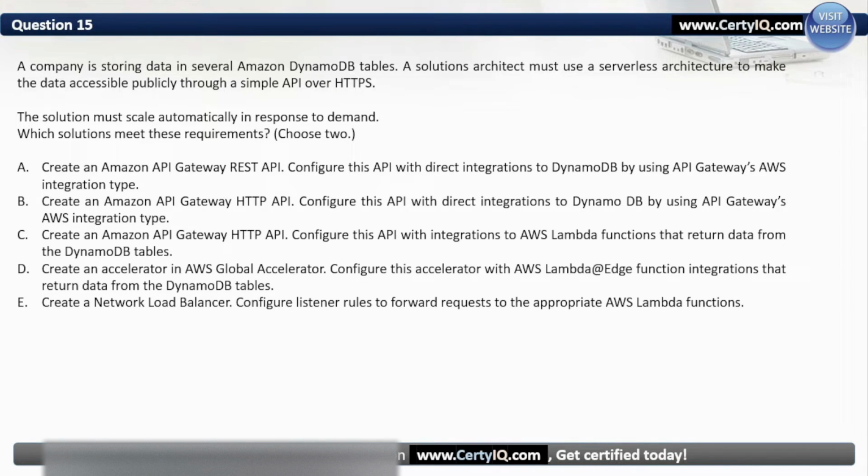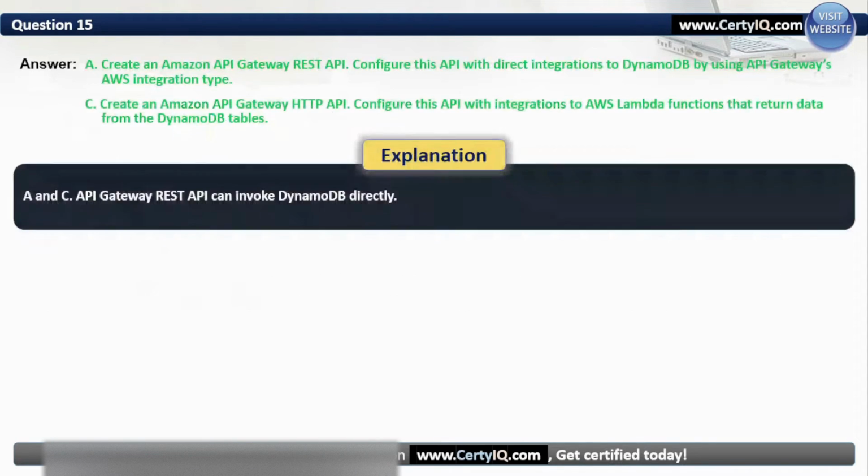The correct options are A and C. Create an Amazon API Gateway REST API. Configure this API with direct integrations to DynamoDB by using API Gateway's AWS integration type. And create an Amazon API Gateway HTTP API. Configure this API with integrations to AWS Lambda functions that return data from the DynamoDB tables. A and C: API Gateway REST API can invoke DynamoDB directly.